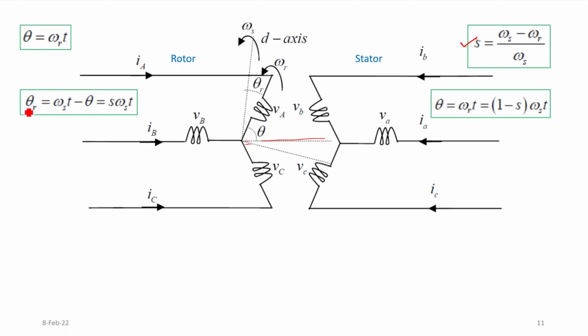Now theta r is omega s t minus theta, right? So theta r is the angle made by the rotor with the synchronously rotating d-axis. Then theta r will be omega s t, which is rotating here, minus theta. So omega s t minus theta will be theta r, that is nothing but equal to S omega s t, right? Now, if I take the derivative, d theta r by dt will be S omega s, right?